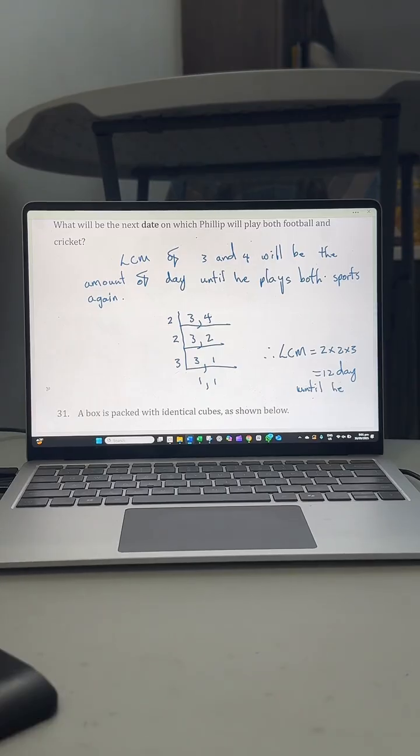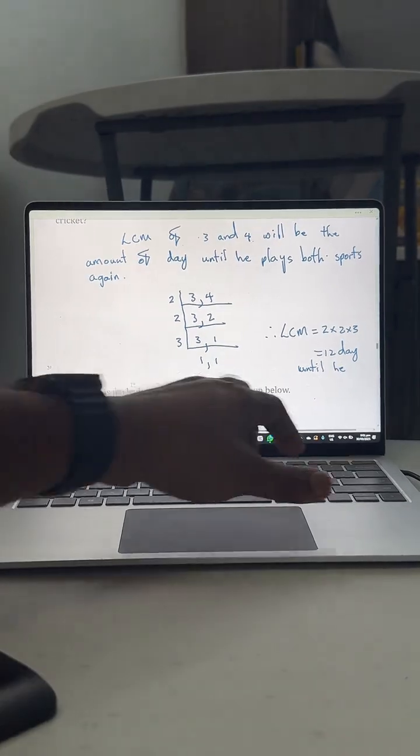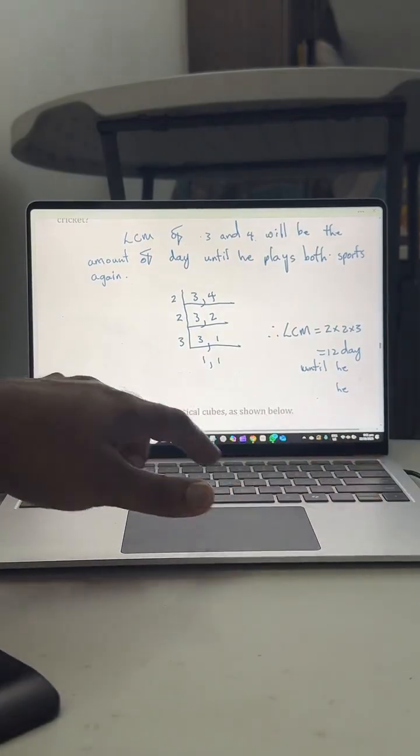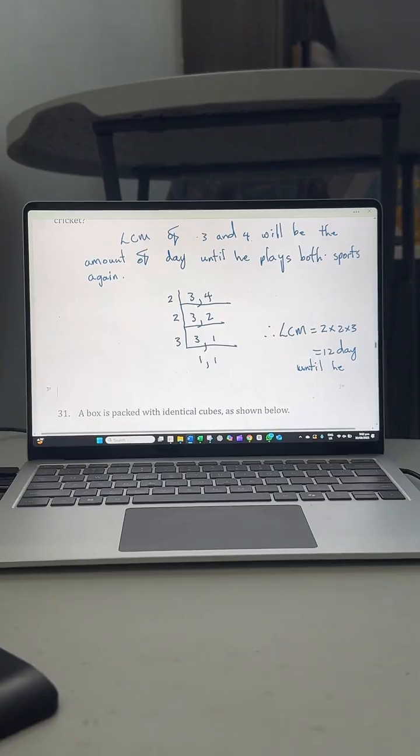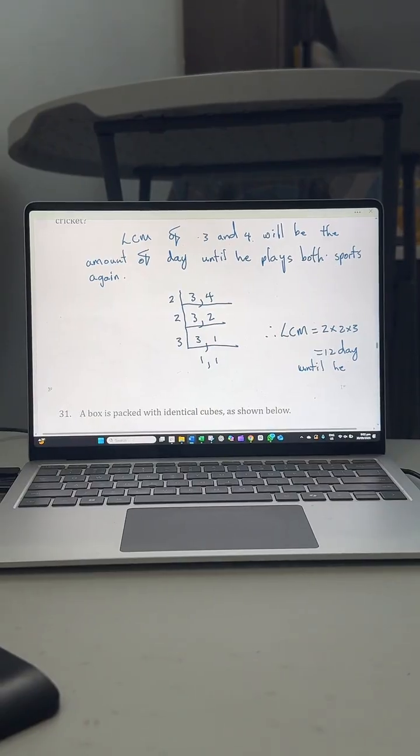he plays, right? So anytime, guys, anytime they're talking about when he will meet again or when he will play both sports again and they give you a certain amount of days or even times, you just find the LCM, and if it's 5 days, you add it to the 5 days, right?